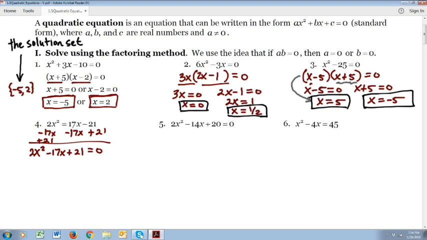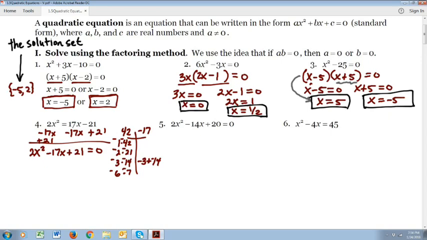So AC here is 2 times 21, or 42, and our b term is negative 17. So we need two numbers that multiply to 42 and add up to negative 17. So these are all my factors of 42. I also know that when I multiply two numbers, if I get a positive, they must both be positive or both be negative. Since these numbers need to add up to a negative number, negative 17, they must both be negative. So you can see the one that works is negative 3 and negative 14. So negative 3 times negative 14 is 42, and negative 3 plus negative 14 is negative 17.